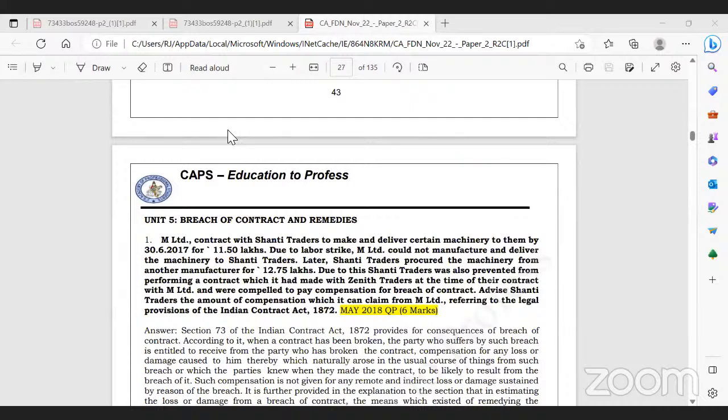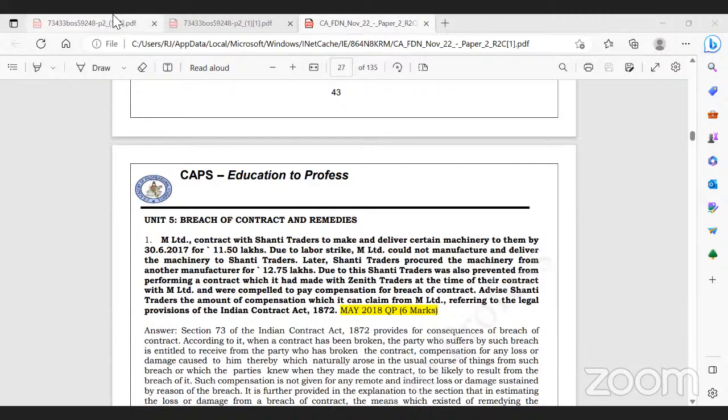M Limited contracted with Shanti Traders to make and deliver certain machinery to them by June 30th, 2017 for 11.5 lakhs. Due to a labor strike, M Limited could not manufacture and deliver the machinery to Shanti Traders. Later, Shanti Traders procured the machinery from another manufacturer for 12.75 lakhs. Due to this, Shanti Traders was also prevented from performing a contract which it had made with Zenith Traders at the time of their contract with M Limited and was compelled to pay compensation for breach of contract. Advise Shanti Traders on the amount of compensation which it can claim from M Limited, referring to the legal provisions of the Indian Contract Act 1872.